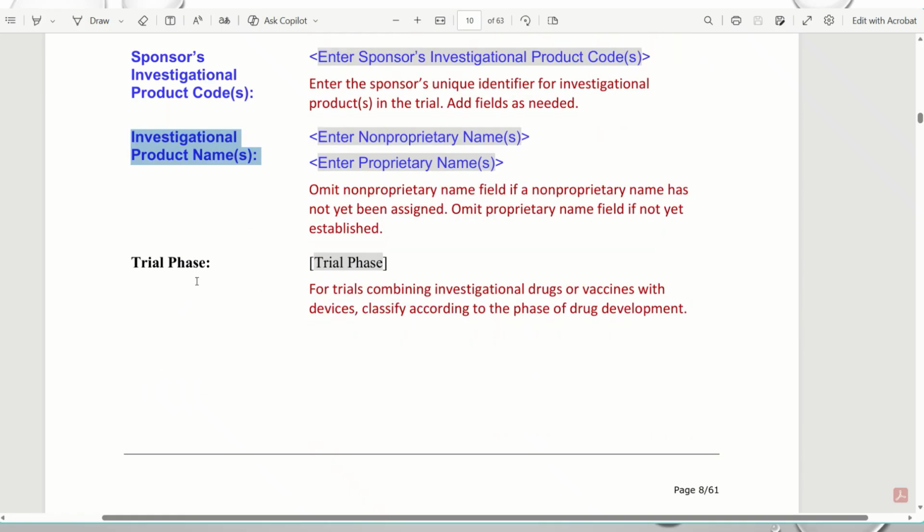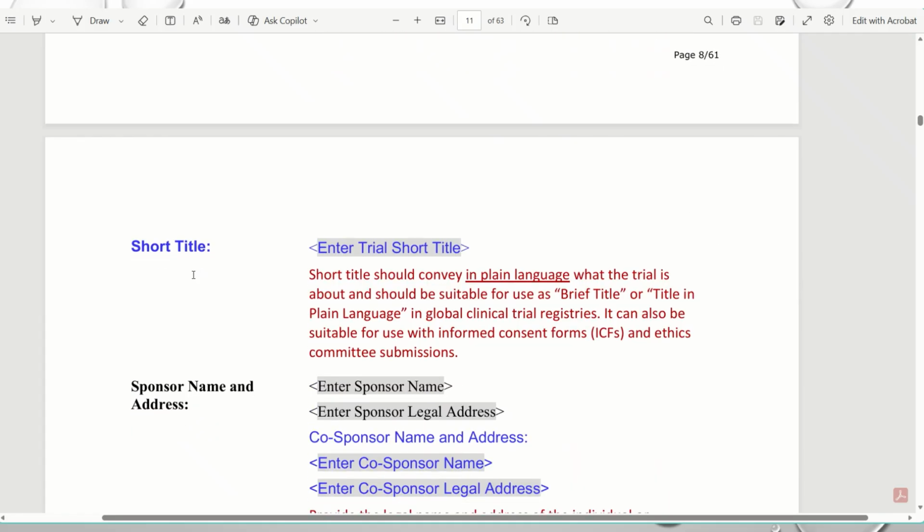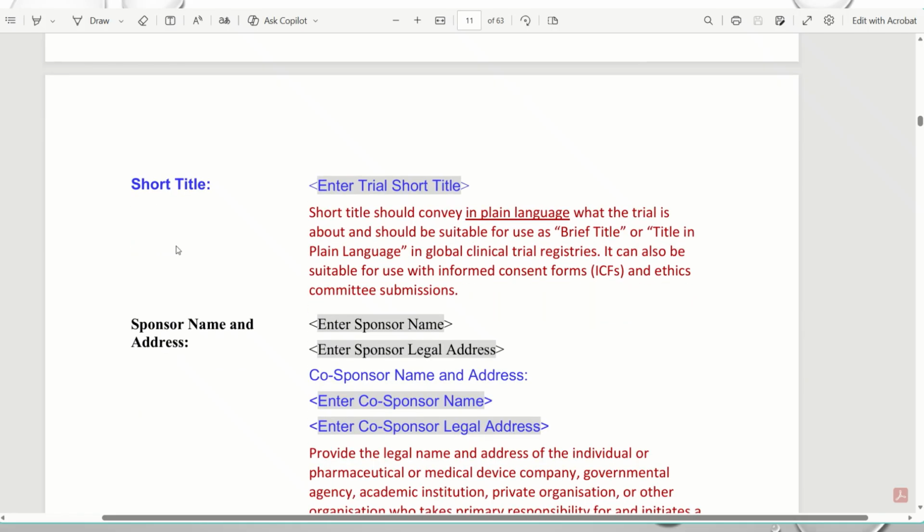Yeah. And then you have your trial phase. So these are really important information that can be collated and manipulated into relational tables. And this is the short title that I was referring to, where you have the information in plain language, yeah? So that it can be suitable for use in informed consent forms and ethics committee.